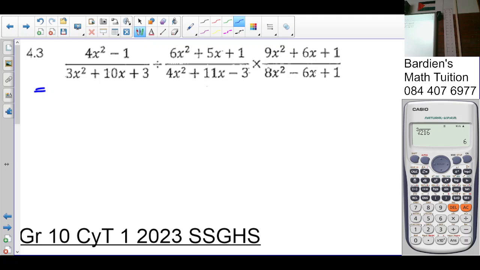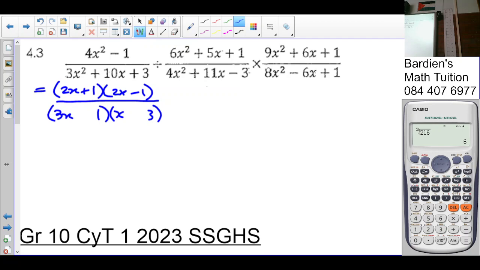Okay, so that's going to be the difference of 2 squares. So it's (2x plus 1)(2x minus 1) over a trinomial in the denominator. So it's 3x, 1, x and 3. So that's going to give you 9. Yes, that is correct. Change to multiplication, tumble and times. It's 4 times 3 is 12 minus 1 is 11.